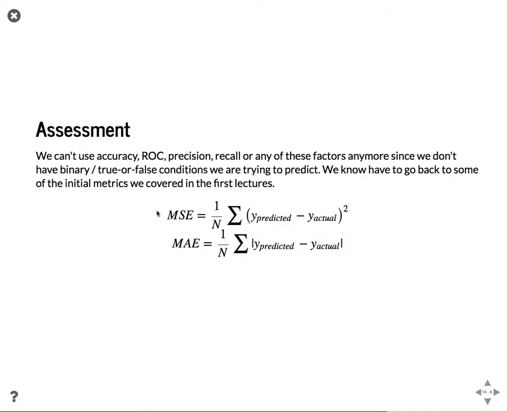So can anyone think of why for the digits problem regression might make more sense in terms of the assessment or the penalties that we apply?